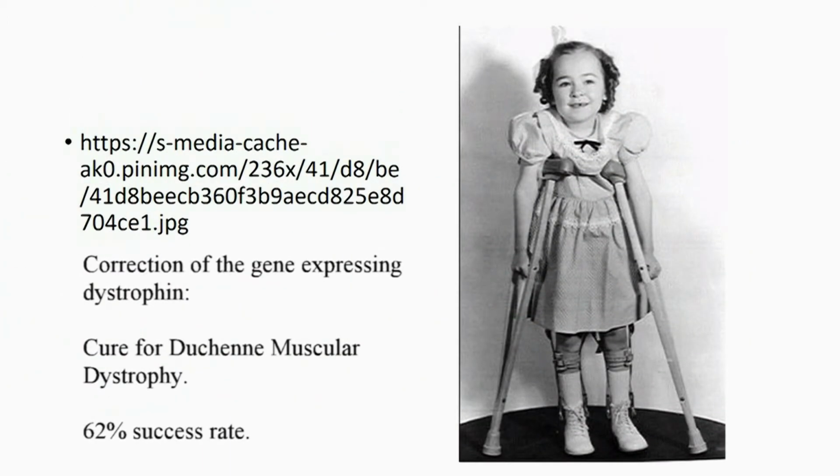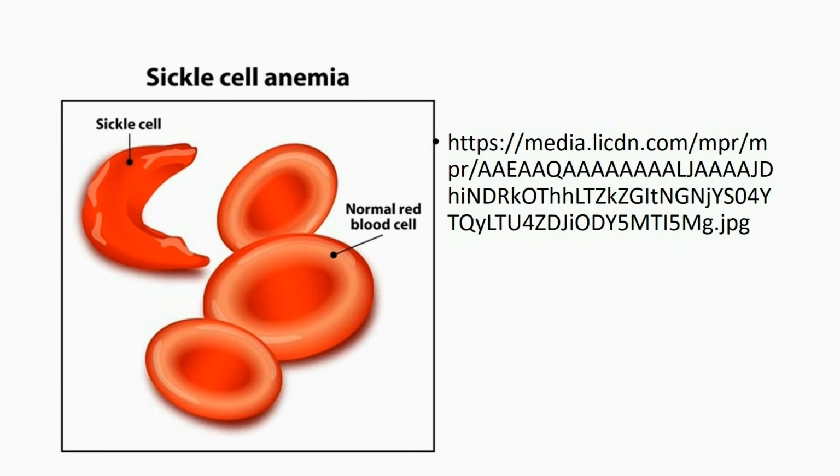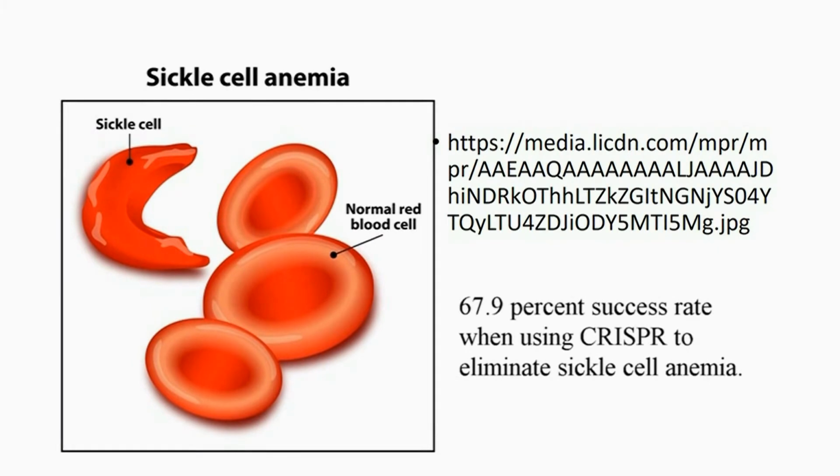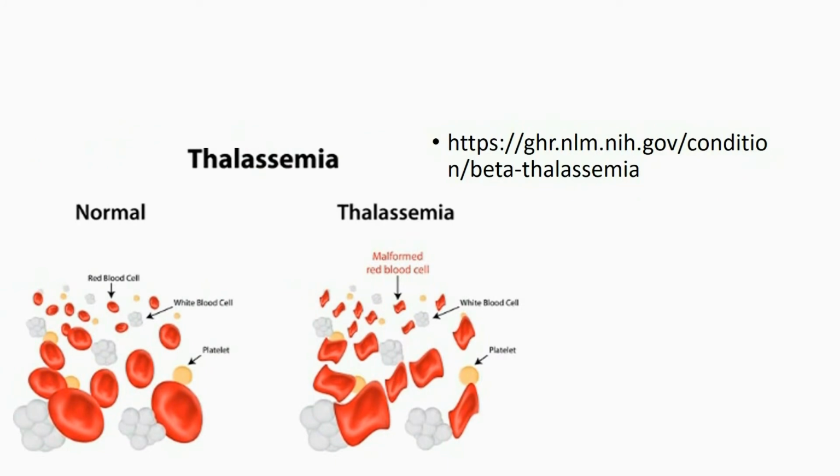Another great example is the correction of the gene expressing dystrophin, showing Duchenne muscular dystrophy is curable by the means of CRISPR-Cas9 system, with a correction of up to 62% success. Another example is sickle cell disease, which is found to have a success correction rate of up to 67.9% using the CRISPR-Cas9 system. Beta thalassemia is another disease that has been shown to be one of the many diseases possible to be removed from germlines. All these examples show the outstanding possibilities of the health benefits and possible aesthetic improvements available via the CRISPR system.